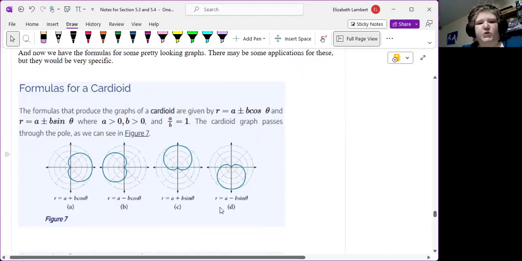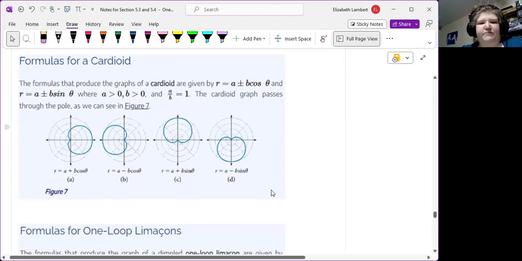So here's where cardioid graphs come from. It's when we have a number plus a number times cosine or a number plus a number times sine. But here, cardioids happen when a over b is 1. So it'd have to be like 2 plus 2 cosine theta, or, it does say they have to be positive, but like 1 minus 1 cosine theta.